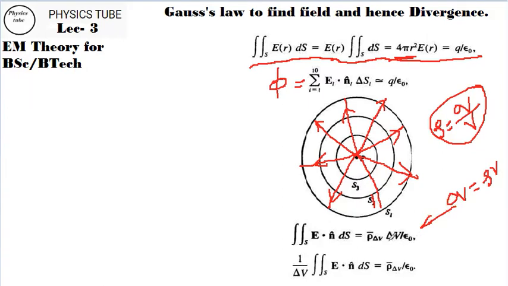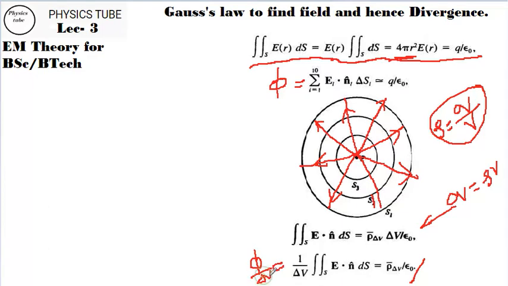That means this del V can be taken here, and this is going to lead to a new story for us. Here we found that the surface integral per unit volume. Actually, this is my flux per unit volume. What I'm talking about is flux per unit volume.